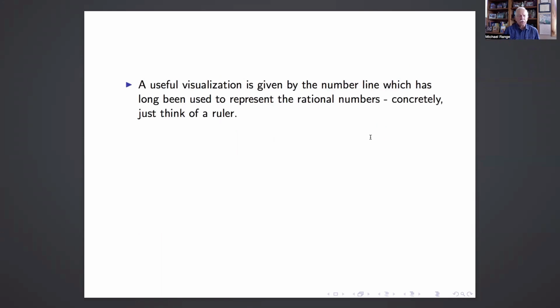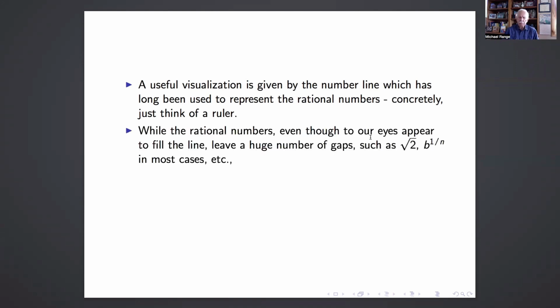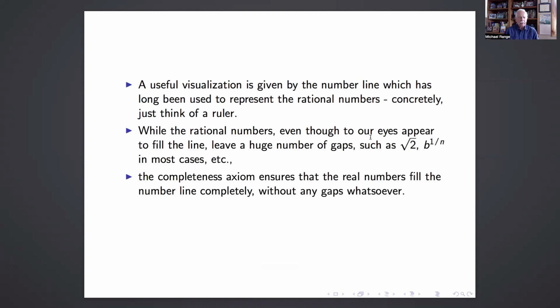A useful visualization of the real numbers is given by the number line, which has long been used to represent the rational numbers. Concretely, just think of a ruler. While the rational numbers, even though to our eyes appear to fill the line, leave a huge number of gaps, such as square root of 2 or b to the power 1 over n in most cases, and so on. The completeness axiom ensures that the real numbers fill the number line completely without any gaps whatsoever.